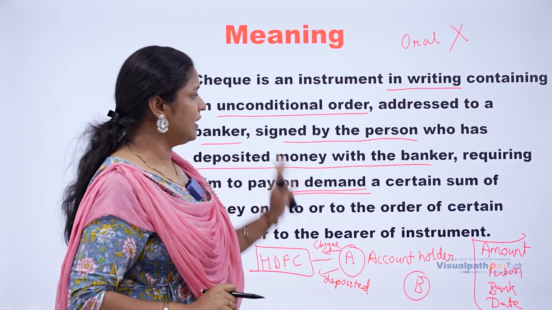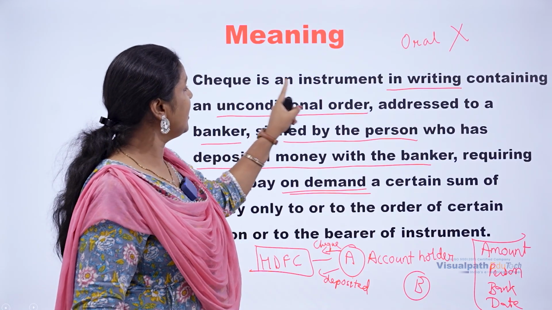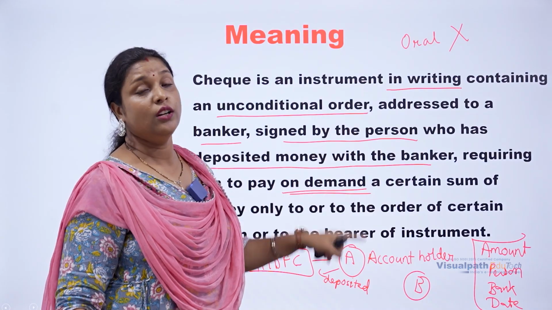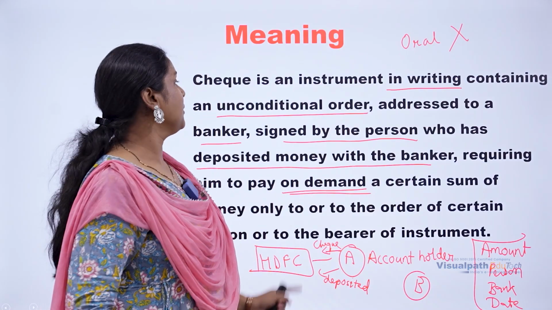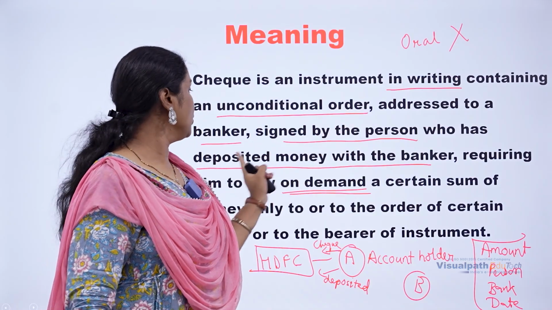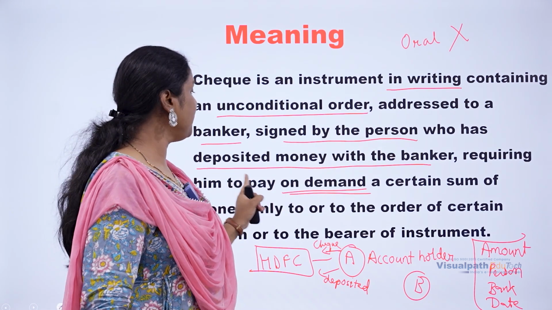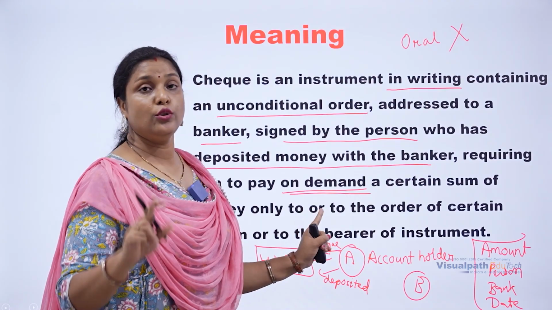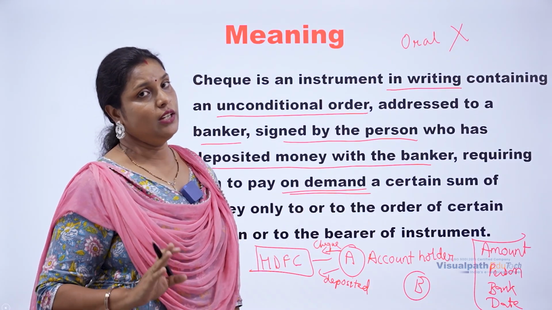So let's read the whole meaning once and understand what it is. A check is an instrument in writing containing an unconditional order, because this A is ordering SDFC to pay something. Order addressed to a banker, signed by the person who has deposited money with the banker, requiring him to pay on demand a certain sum of money only to whom? To the order of a certain person or bearer of the instrument.